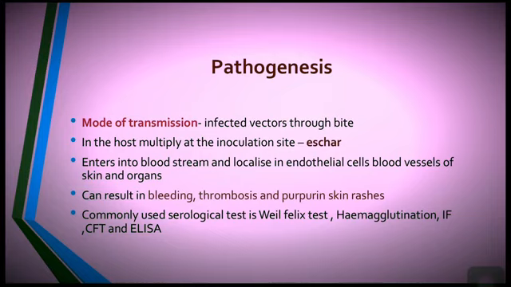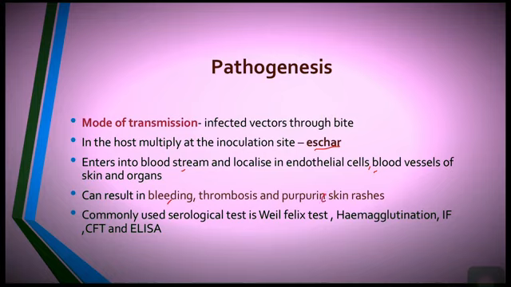That could lead to the formation of an eschar, meaning a dark swollen lesion will be produced at the inoculation site. Now the organism enters the bloodstream and causes an acute febrile reaction, and later it is localized in the endothelial cells, blood vessels of skin and organs. Swelling and destruction of these endothelial cells can result in bleeding, thrombosis and purpuric skin rashes.